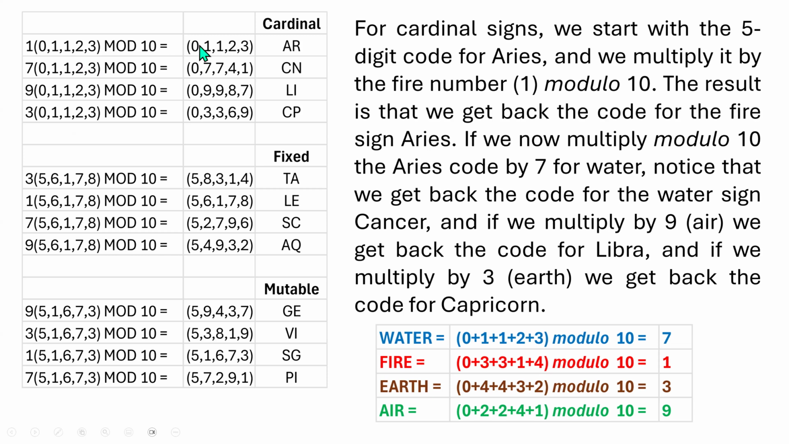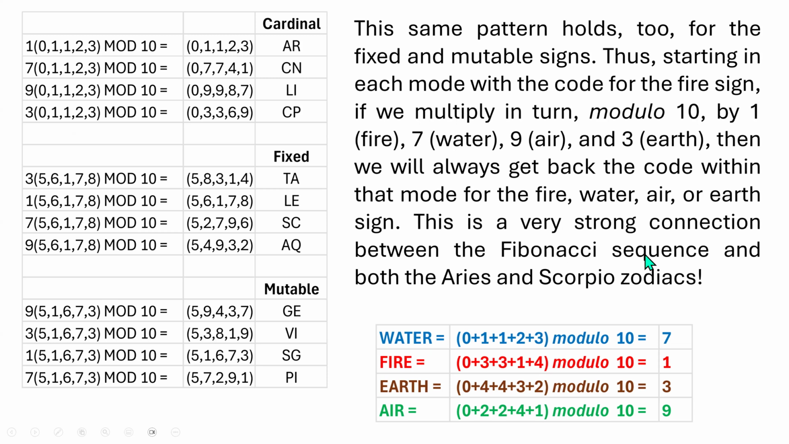So I multiplied the fire code, the Aries code, by the number for water, and I get back the water sign. You multiply this code by the number for air, and you get back the code for Libra, which is an air sign. You multiply the fire code by the number down here for earth, you get back the 5-digit earth code for Capricorn. That is amazing. And the same thing is going to happen also with fixed and mutable numbers.